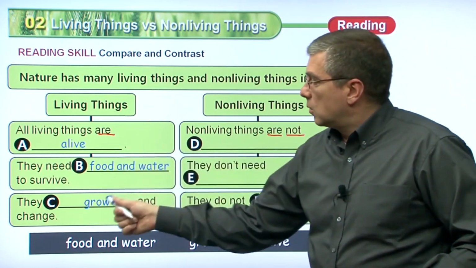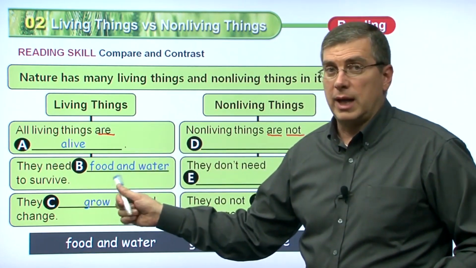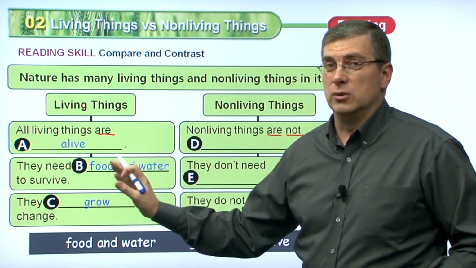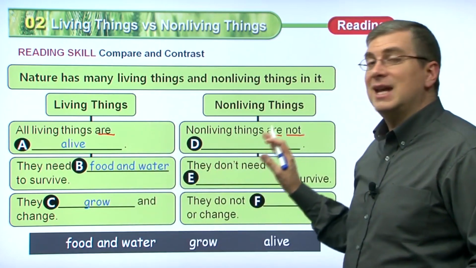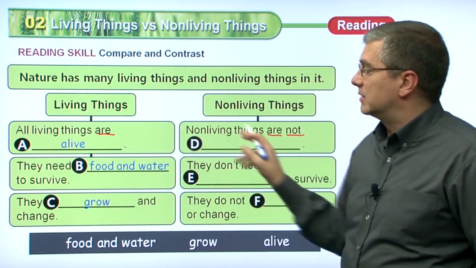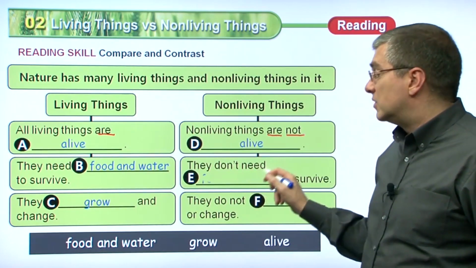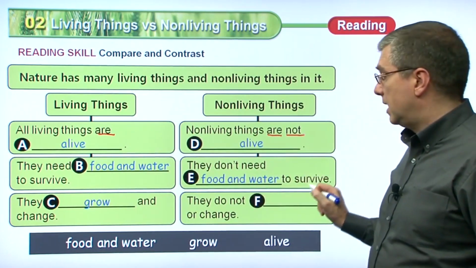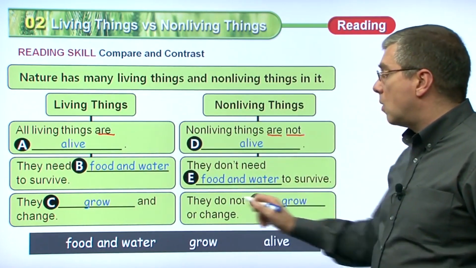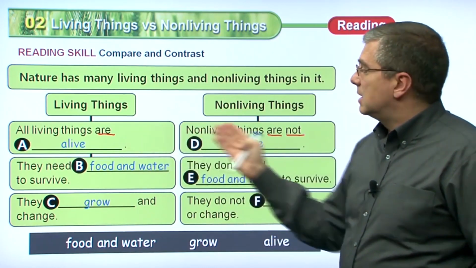Now, these are all what they do. Okay? This is what they do. They do these things. On the other side, they don't do these things. It's very easy. It's the same thing across. Non-living things are not alive. They don't need food and water to survive. And they do not grow or change. So we can see the differences here.